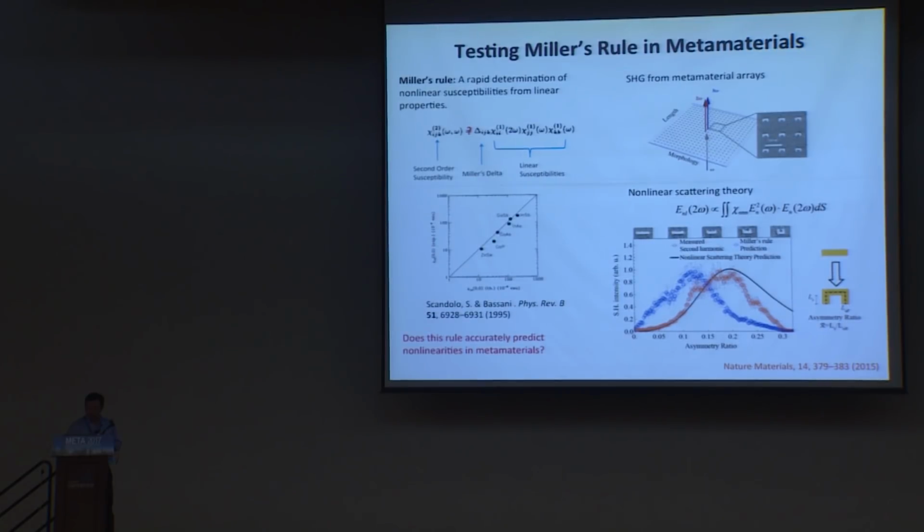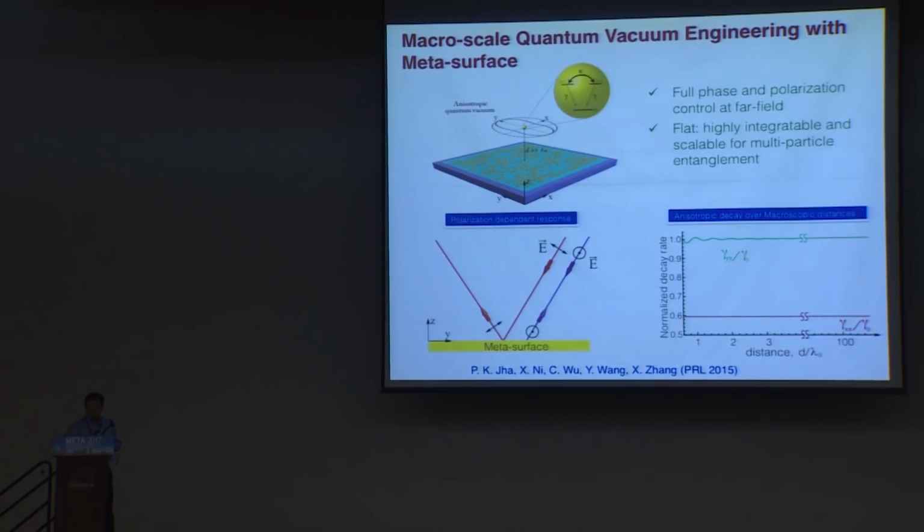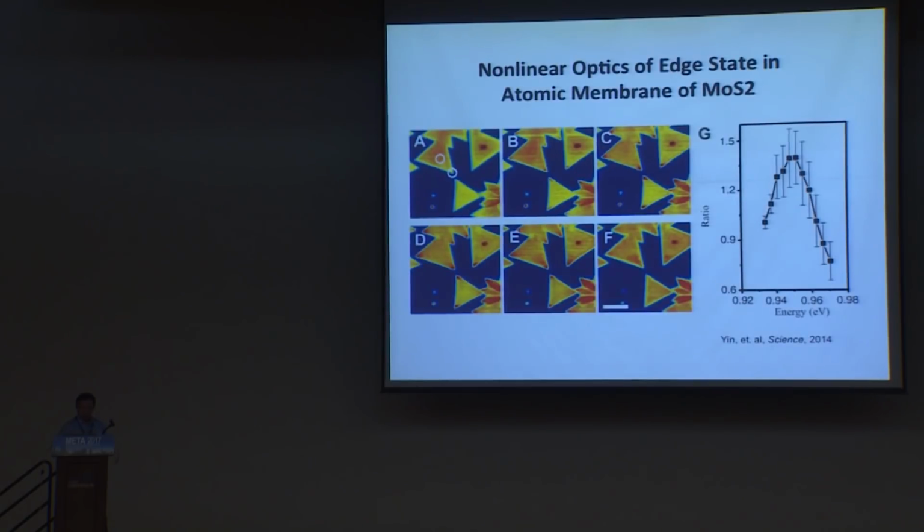from such treatment. Also, about metal surfaces, we explored using the metal surface for quantum vacuum engineering, essentially to break the isotropic nature of the quantum vacuum in air or vacuum. Therefore, you can have multiple emitters be entangled or achieve quantum interference.